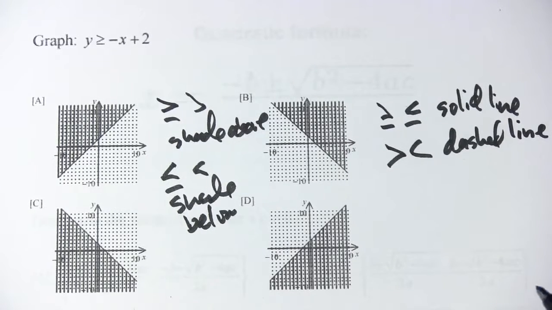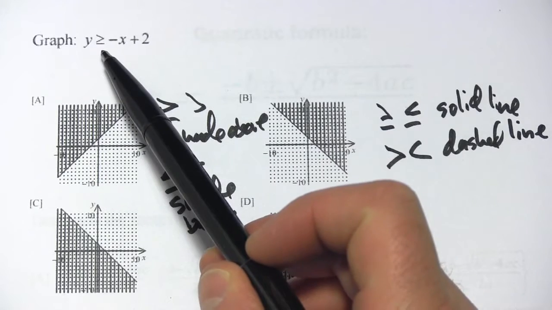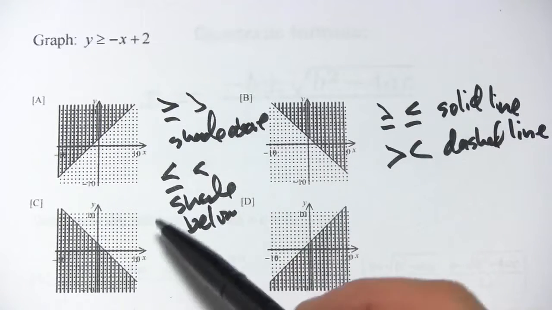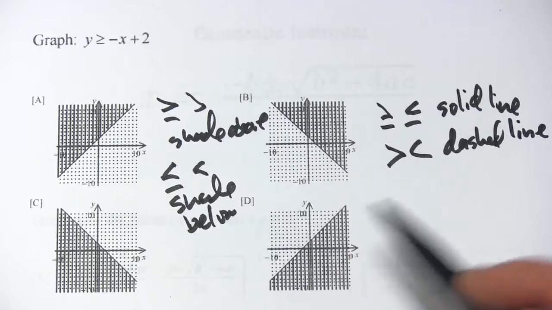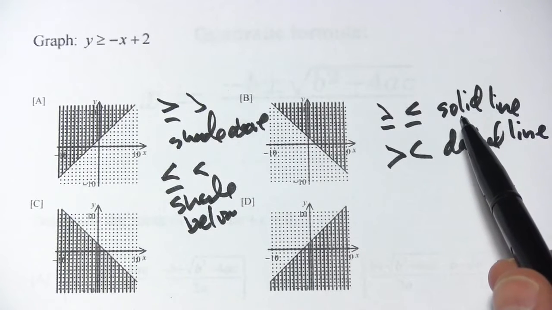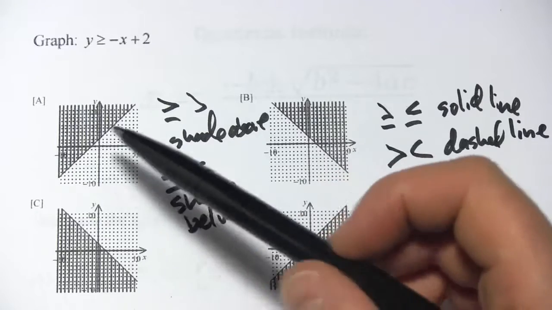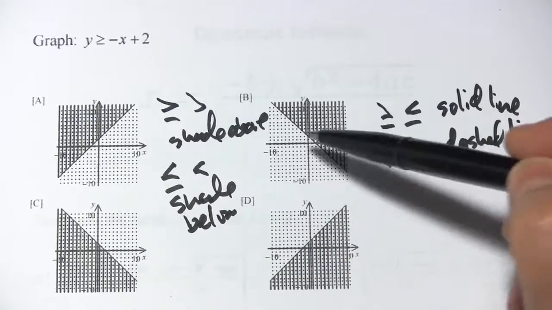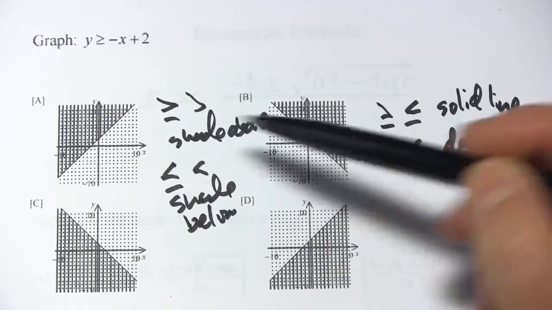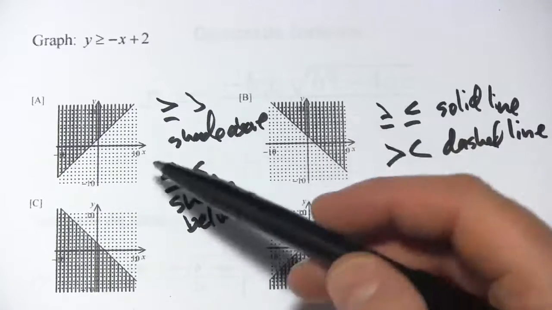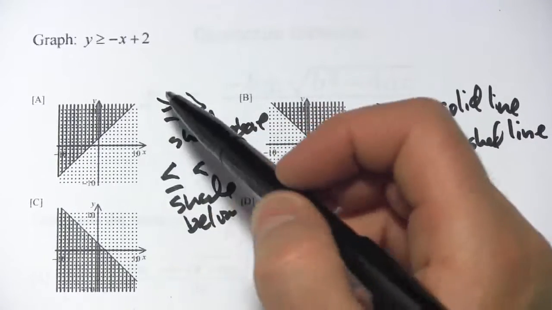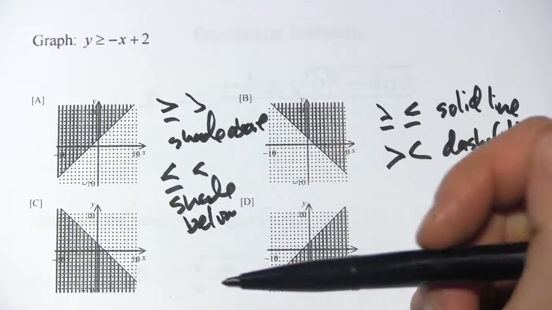All right, so let's see what we can figure out from this. We have y is greater than or equal to, so we're going to shade above, and it's going to be a solid line. But let's see, we have all solid lines. We have a couple of them that are shaded above, so it looks like it's going to be either A or B. The other thing I need to recognize is what the slope of the line should be.